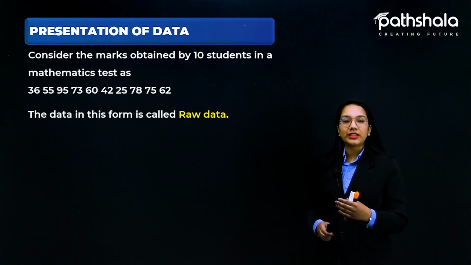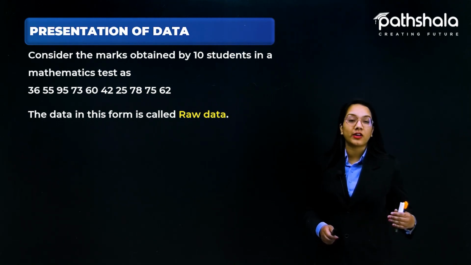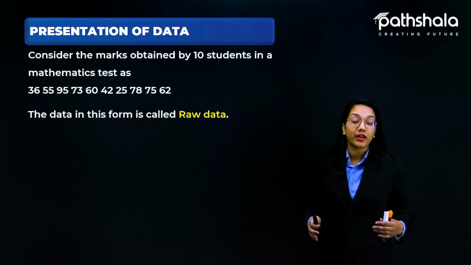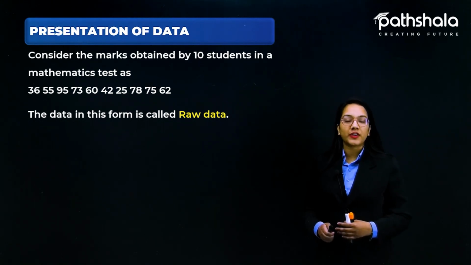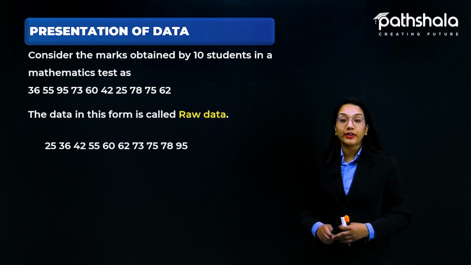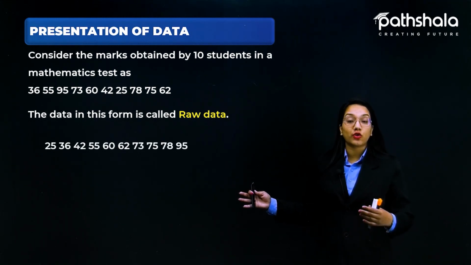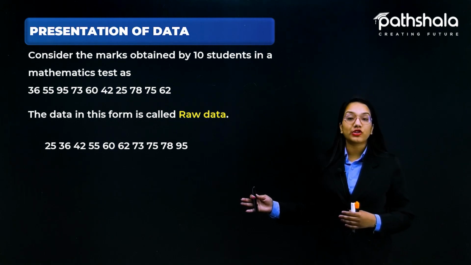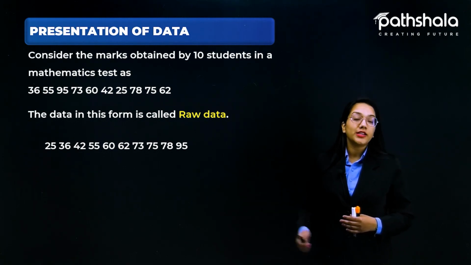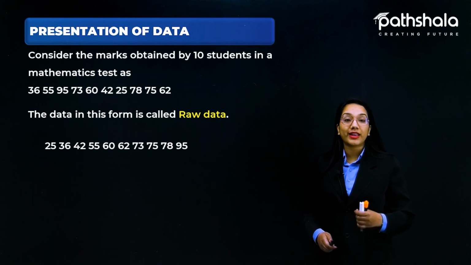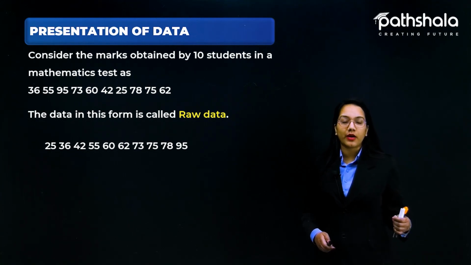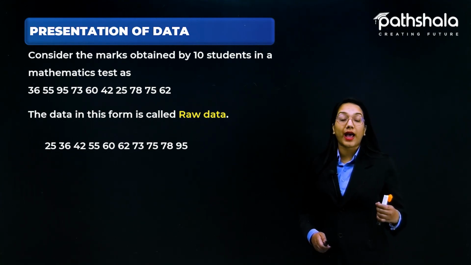If I arrange this data in an ascending or descending order, then I can conclude a lot of things from that. For instance, if I arrange this raw data into an ascending order, this is the data of this form. As you can see, I have arranged them in ascending order, so I am able to find out a very important thing related to this data, which is called the range of the data.